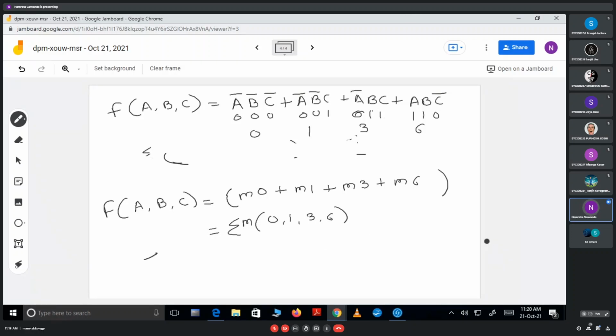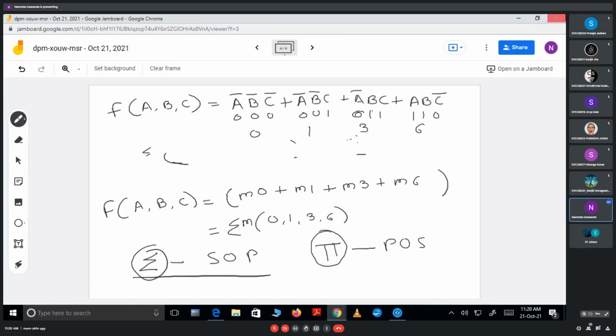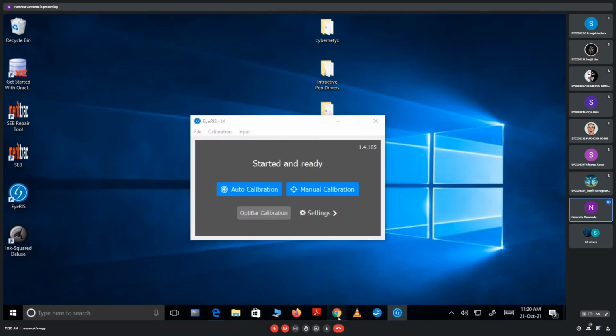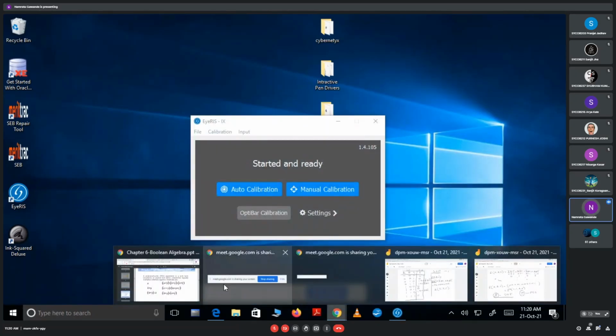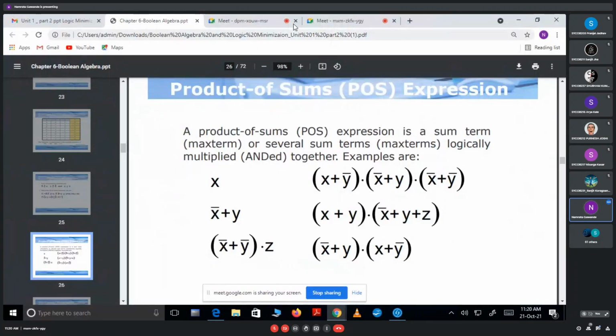So this summation always denotes SOP. Just write down this notation. And there is another symbol, this pi, that denotes POS, which we'll see in the next part. So sum of product always represents the symbol summation, and POS, product of sum, always represents the symbol pi. Okay, students, you understood this part? We'll start in the next part in the next lecture.